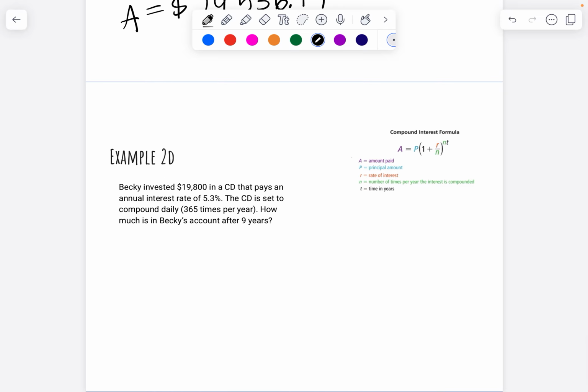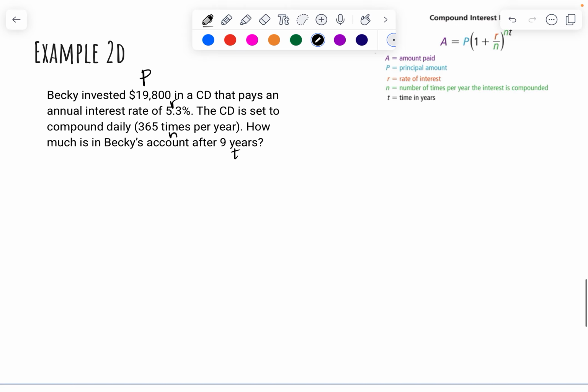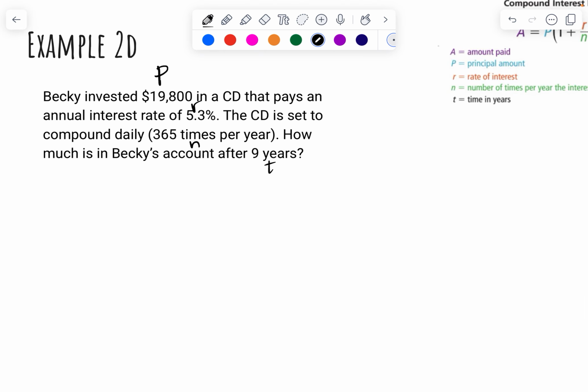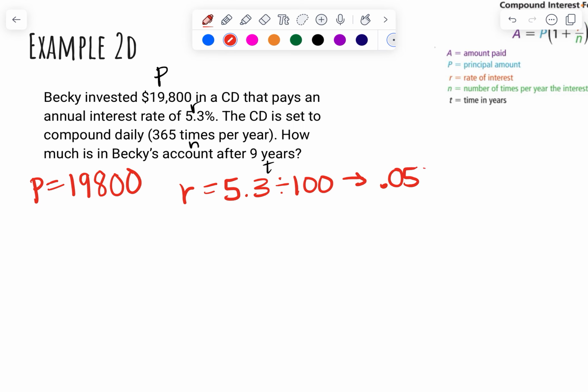One more here. Becky invested $19,800 into a CD that pays an annual rate of 5.3%. The CD is set to compound daily. How much is in her account after 9 years? So P is 19,800. R, 5.3 divided by 100 gives us 0.053. N is 365. And t is 9.